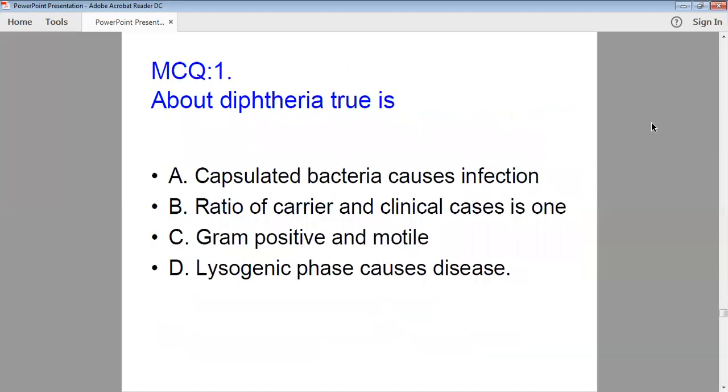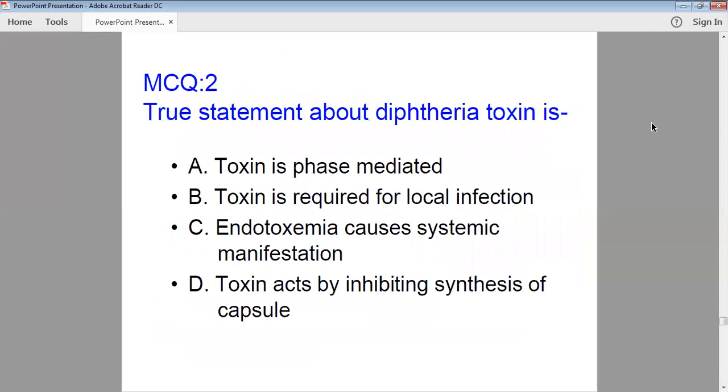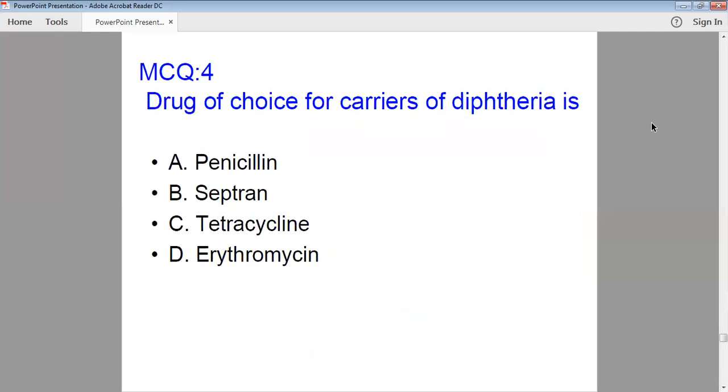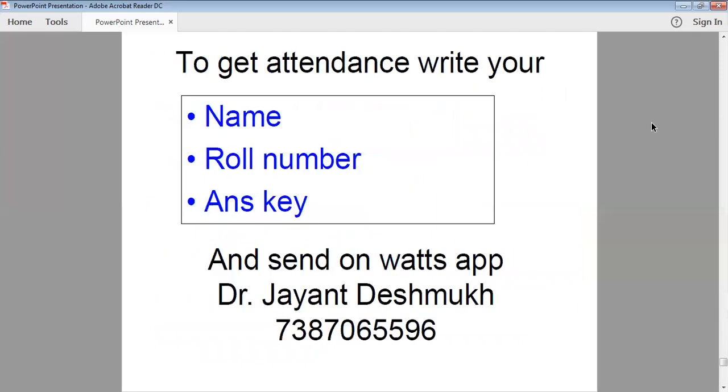MCQs about diphtheria: read these 6 MCQs. I will share the PPT, and send your answers to me today or by tomorrow. But tomorrow, if possible, I will take a 10 or 15 minute Zoom meeting to answer these questions.